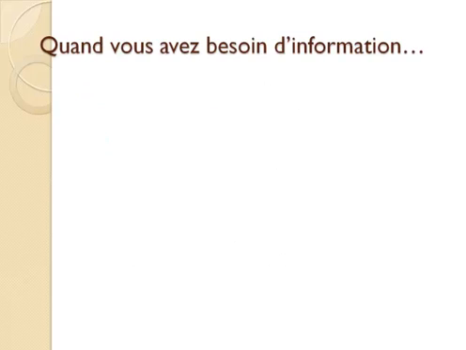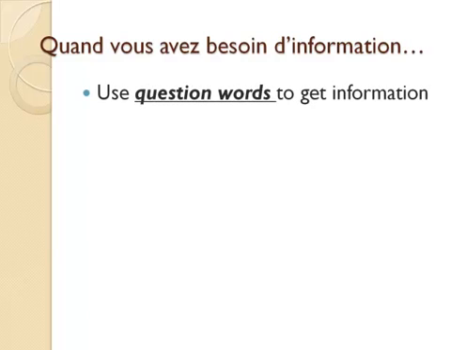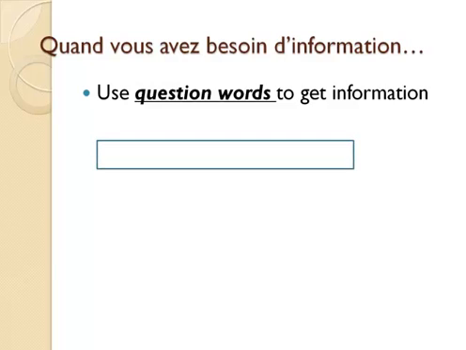Now, if we need some information in our answer, we need to use question words to get that information. And there's a little formula that I'm going to give you in order to set up your questions when you need to get some information. First of all, you'll start with your question word, and in a minute we'll review all of the question words that we've learned and learn a couple more.